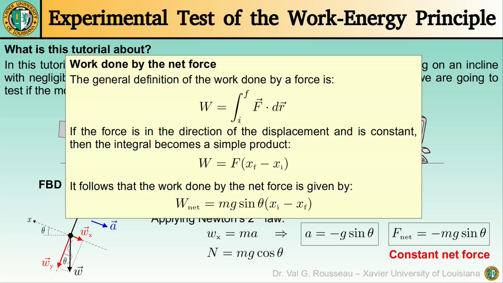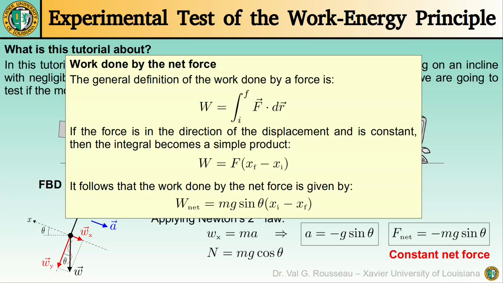Now, if the force is in the direction of the displacement and is constant, which is the case for our net force, then the work done is just equal to the product of the force and the displacement. Substituting our previous expression for the net force, we find that the corresponding work is equal to mg sine theta times the initial position xi minus the final position xf. The reason why the initial and final positions have been exchanged in this last expression is because we have a negative sign in this expression of the net force.